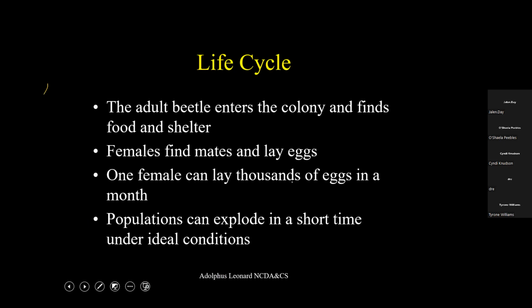The adult beetle enters the colony and finds food and shelter. The females lay eggs. One female can lay thousands of eggs in a month, and the population of the beetles can explode. When these larvae hatch, they're pretty much impervious to the honeybee workers' harassment. They're just going about their business. And if you have a bad case of them, the slime area gets bigger and bigger. The bees retreat from the slime, and pretty soon they're all huddled in one corner, and eventually they'll abscond.